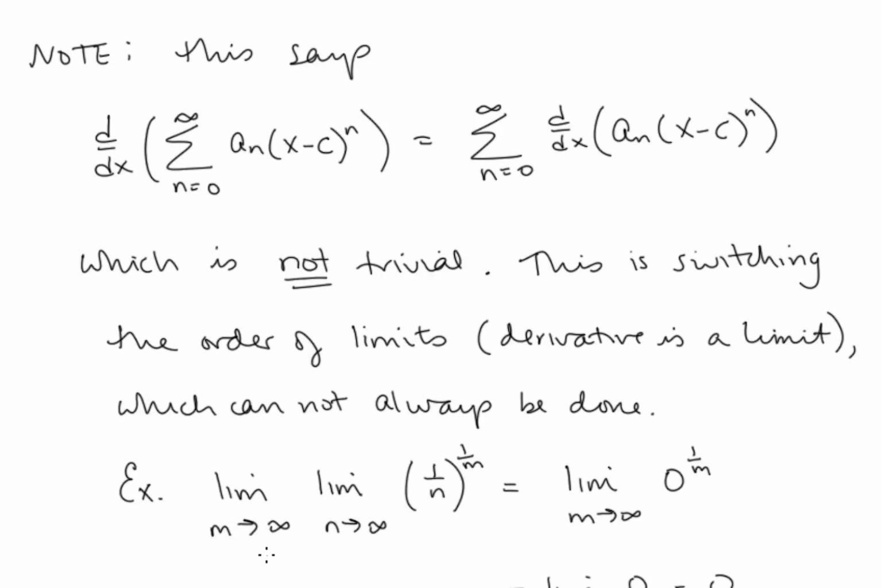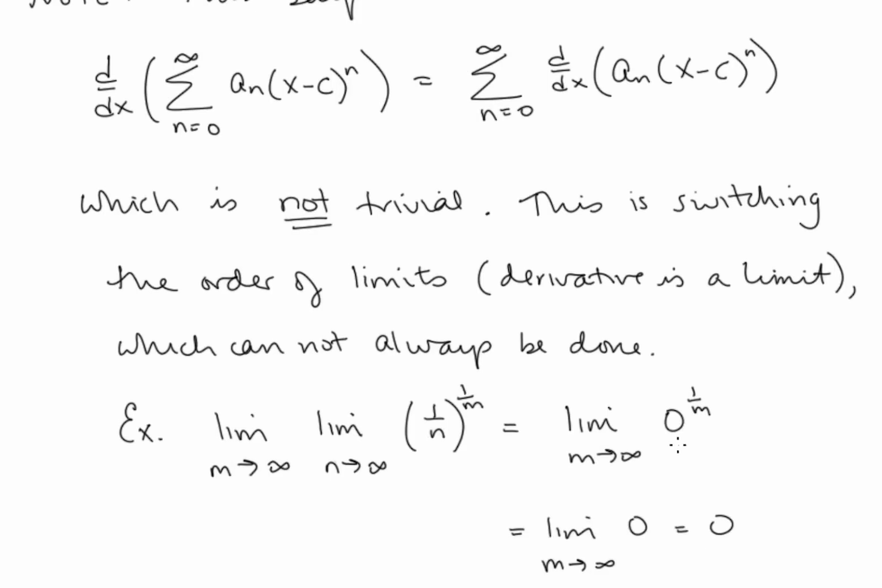Here's an example where if we switch the order of the limits, we get a different answer. Here we have limit m goes to infinity, limit n goes to infinity, (1/n) to the 1/m power. Now in this order, we're taking the inside limit first. As n goes to infinity, 1/n goes to 0. So for each fixed m value, we have 0 to the 1/m, which is just 0 for each fixed m value. And then you take m to infinity, well this is just a whole sequence of zeros, so that limit is equal to 0.